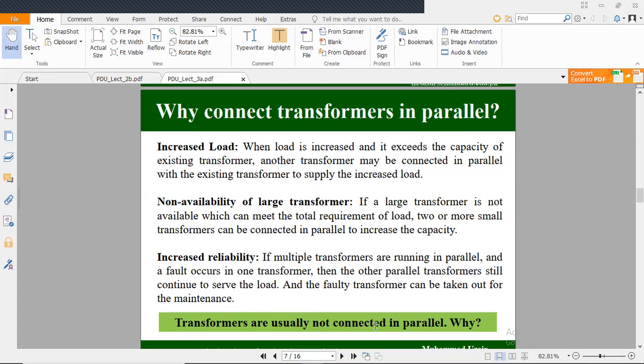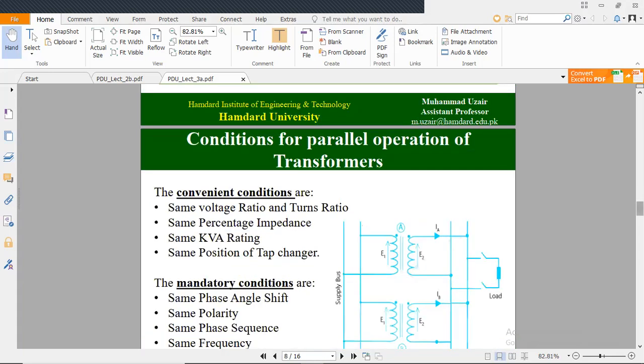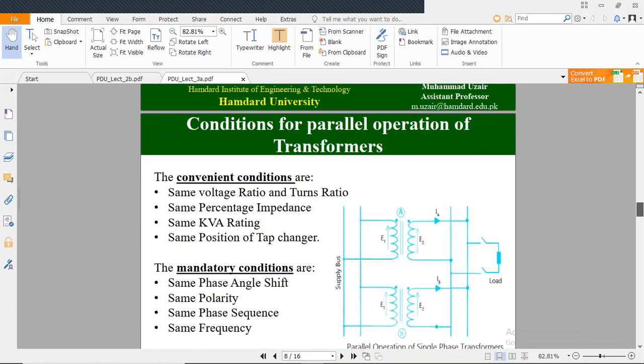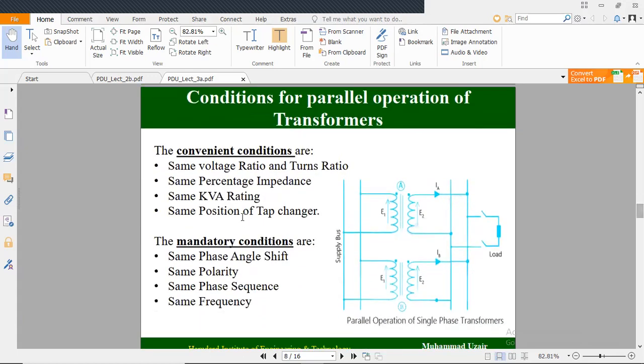Transformers are usually not connected in parallel. Why? Because there are many issues in this aspect. So, what are the kinds of issues which you have already seen in your electrical machines course? I saw those lectures which Mr. Tara Ikrar told you guys, and all the video lectures. I have also seen these things, so you very well know these things already from your electrical machine lectures.